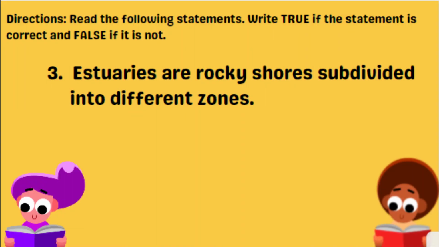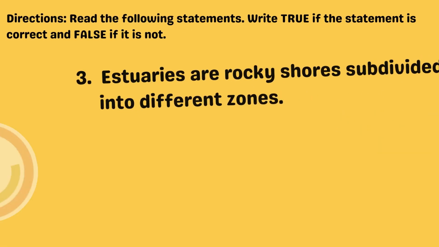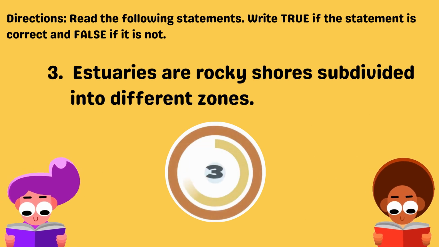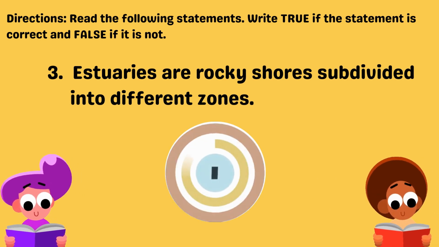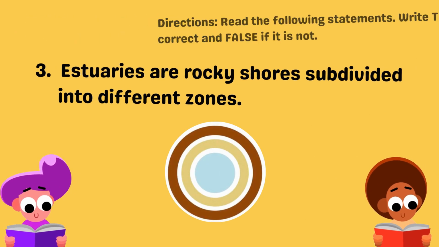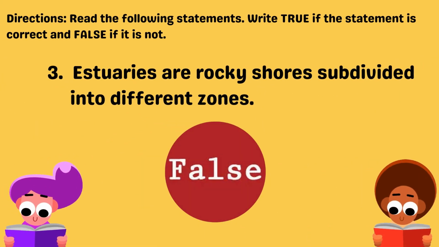Number 3. Estuaries are rocky shores subdivided into different zones. The correct answer is false.